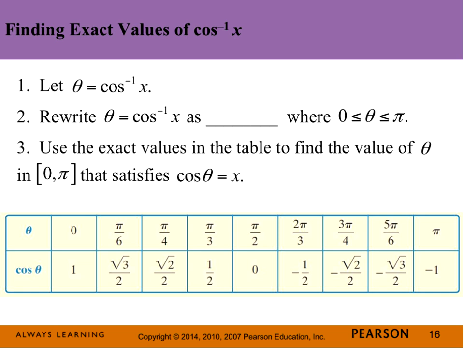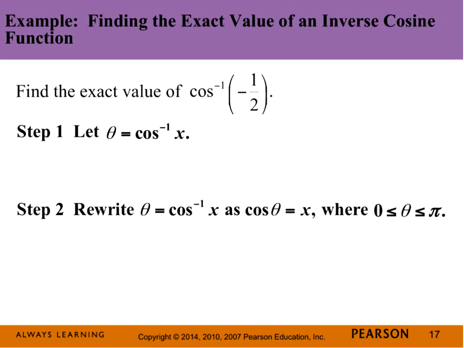Okay, so this should look really familiar to you. It's the same exact process as working with the sine function. So I'm not going to beat a dead horse here and repeat everything I said for sine because it's the same. The only difference is you have a different restriction. And of course, now we're looking at a table for cosine. So you want to let theta equal the cosine inverse of x, rewrite as cosine of theta is x, and then use your chart or your table to find the appropriate value.